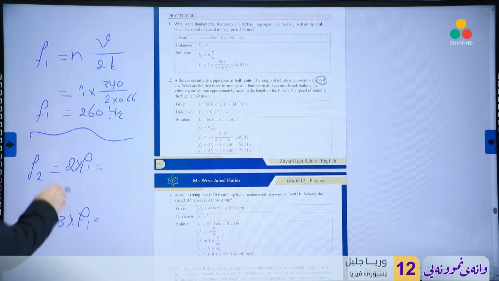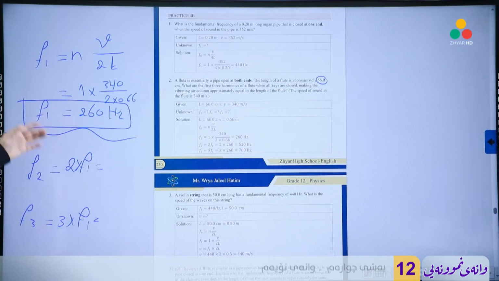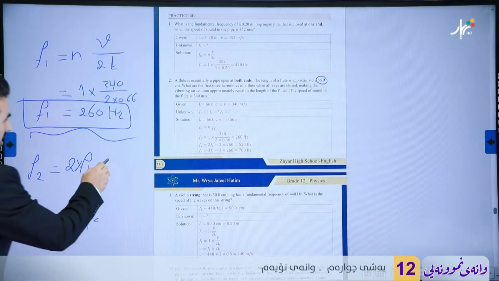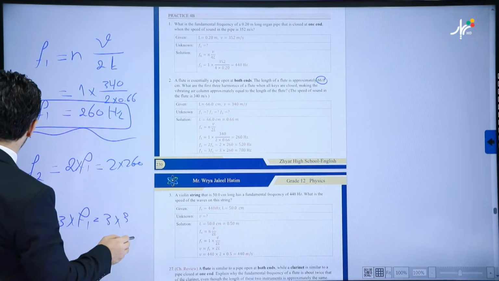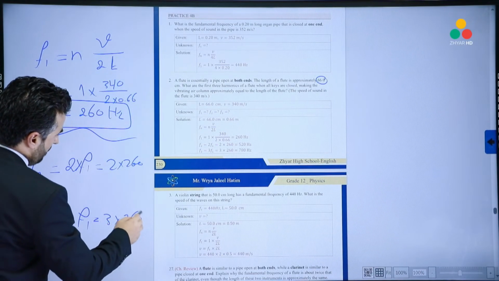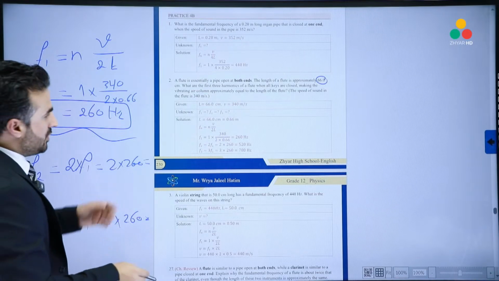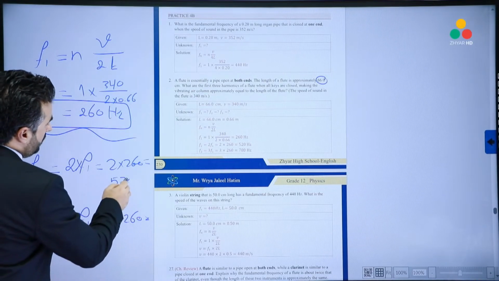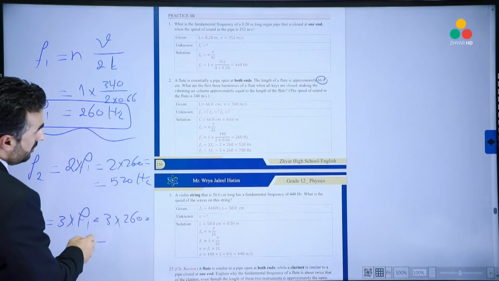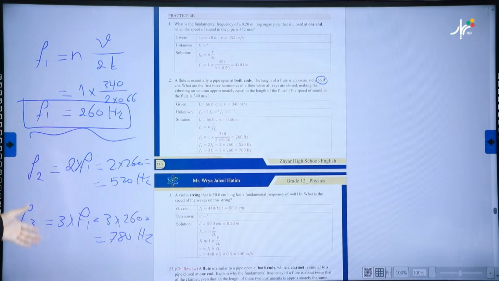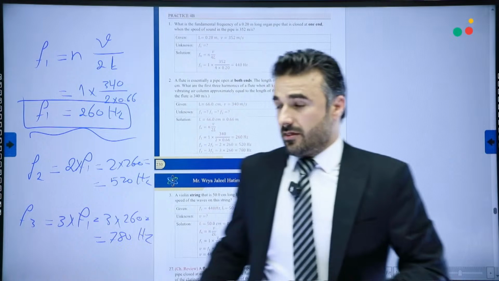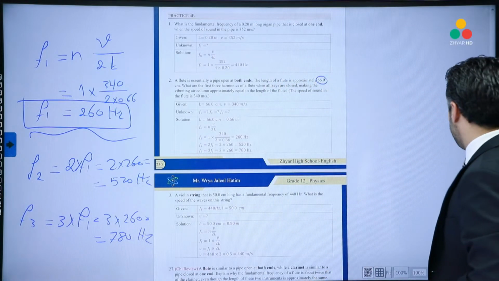Now once you find this, all you have to do for the second harmonic is multiply 2 times the fundamental. For the third one, 3 times this. So we'll say 2 times 260, and this one 3 times 260. And of course, you will do the math. You will find the answer, which is going to equal 520 hertz for this one, and for the other one it is going to be 780 hertz. So these are the 3 harmonics for this flute, having this length. Okay, that was for this one too.